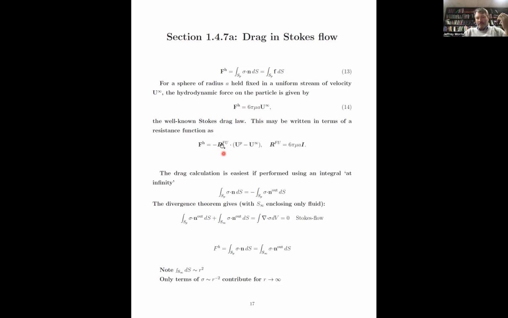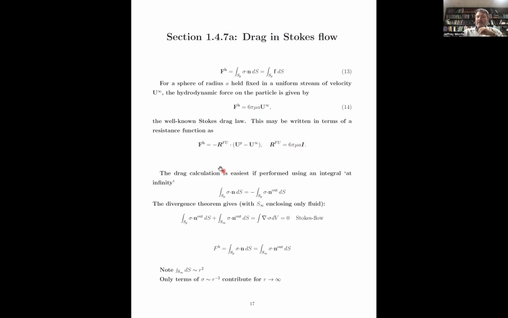So there's a resistance of the particle to velocity inducing a force, and that can be written as u particle minus u infinity with a minus sign out here. Then if the particle is not moving, that just becomes R_FU dot u infinity, and R_FU for a sphere has this particular form where it's the identity tensor with the relevant quantities in front to give me back that Stokes drag law. All right, so I'm not going to go through the calculations of the drag.